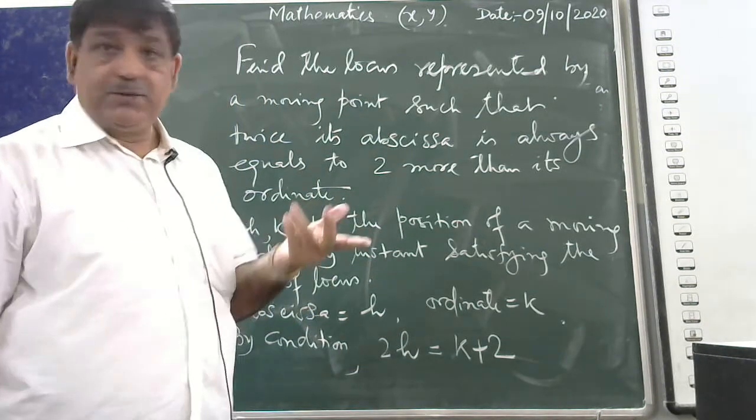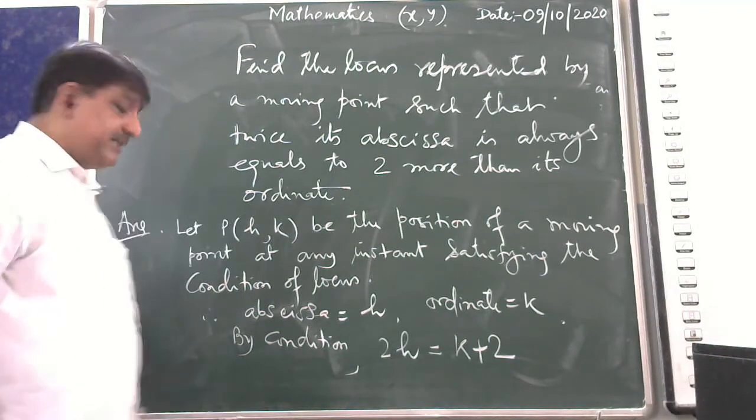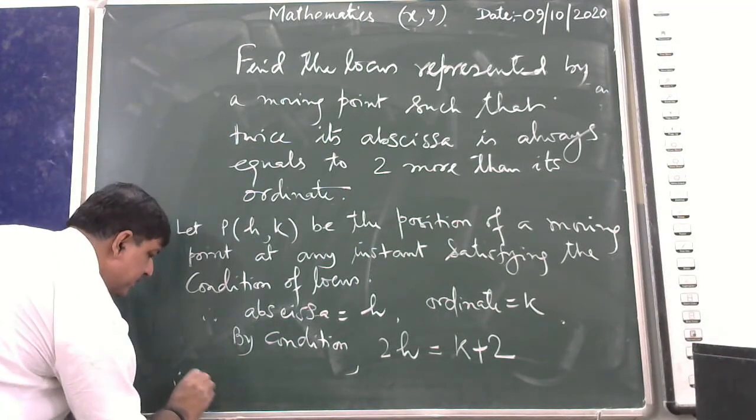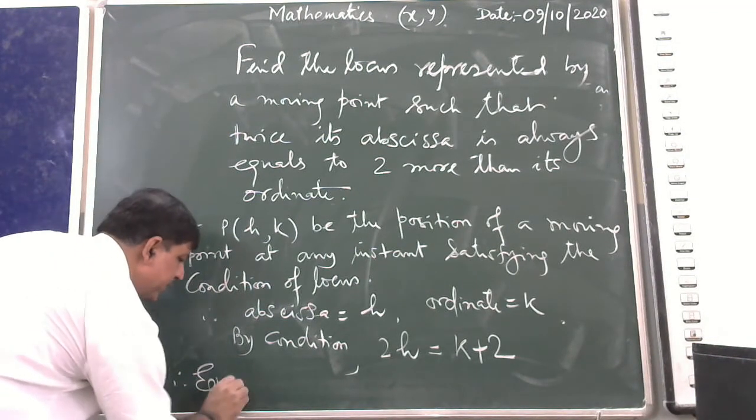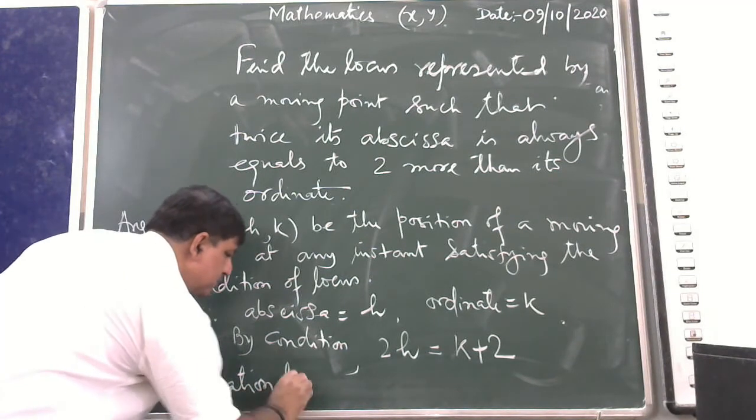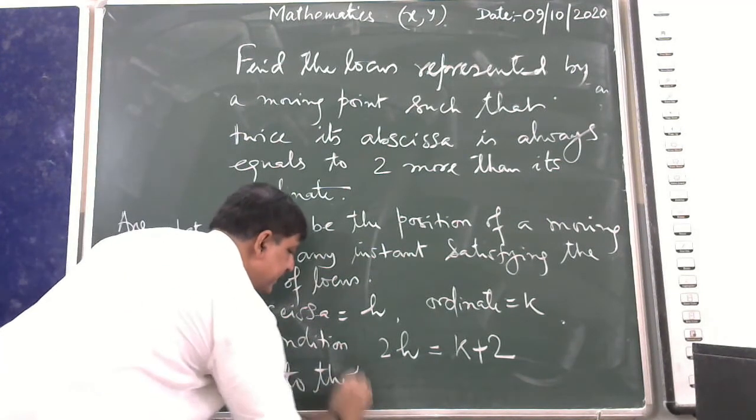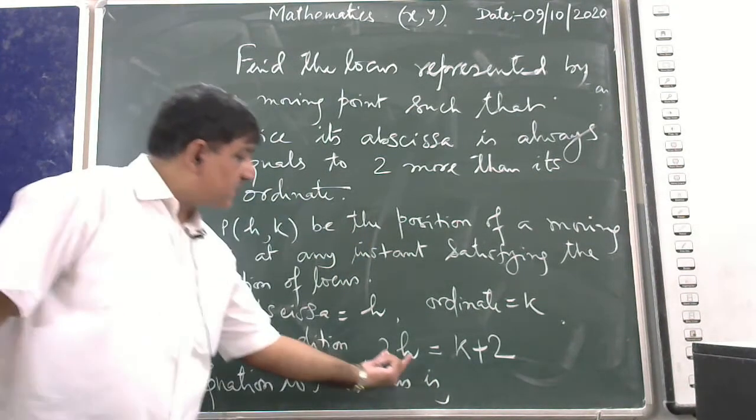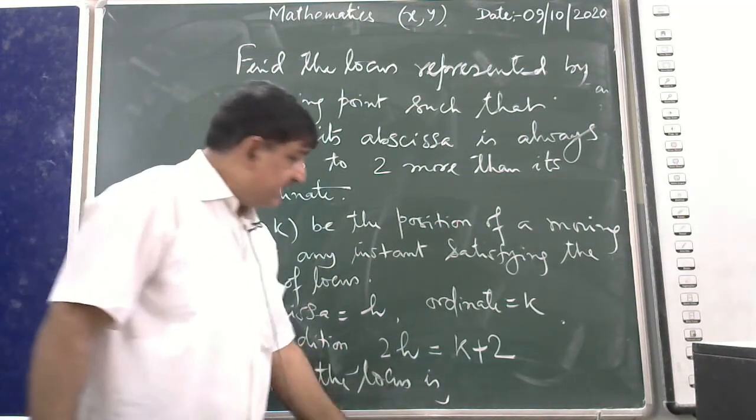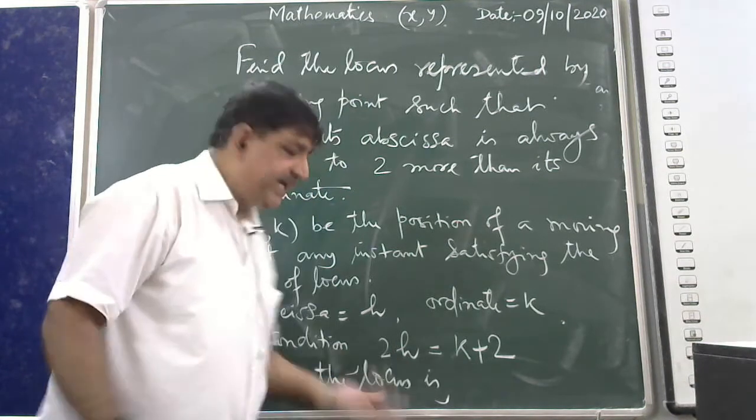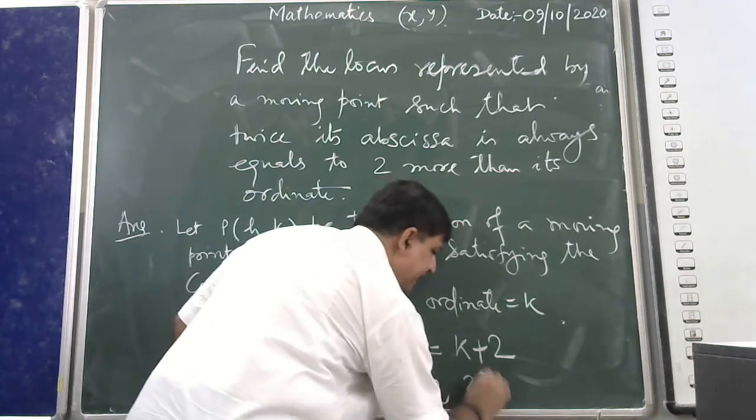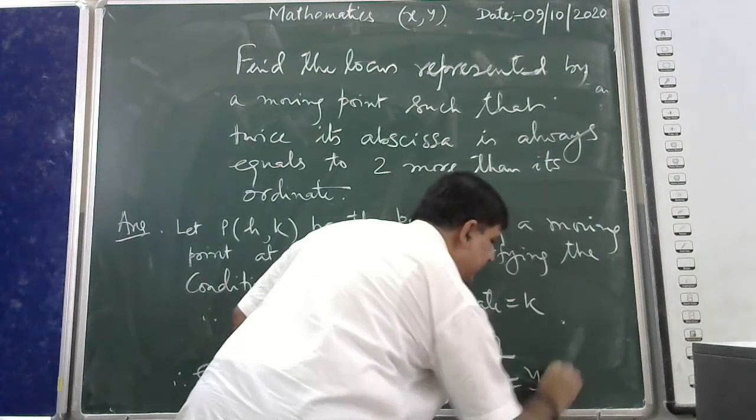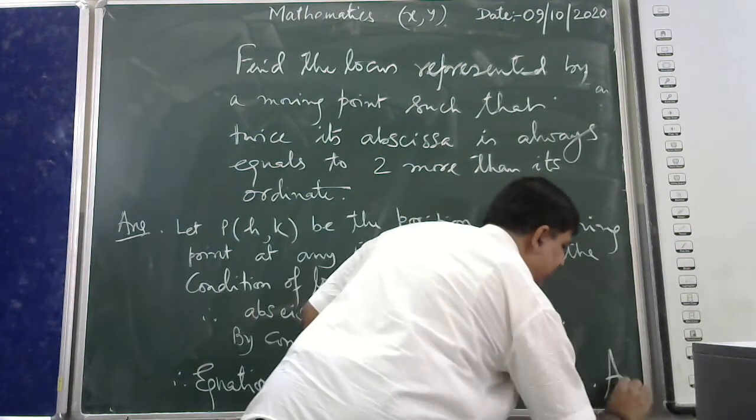Now what to do? We have to generalize this result. Therefore, the equation to the locus is, in the place of h we have to write x, in the place of k we have to write y. So the equation is 2x = y + 2. So this is your answer.